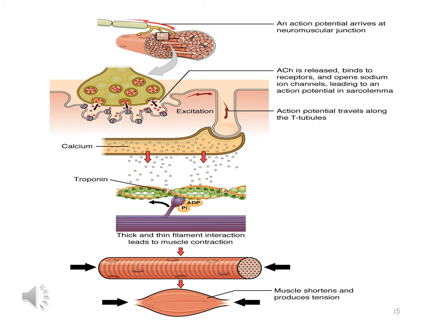The calcium goes back to the sarcoplasmic reticulum, the troponin takes the tropomyosin and repositions it so that it's no longer exposed, the neural stimulus stops, and the muscle does what? It relaxes. So it's important to understand the process of a muscle contraction as well as muscle relaxation. Very, very important.